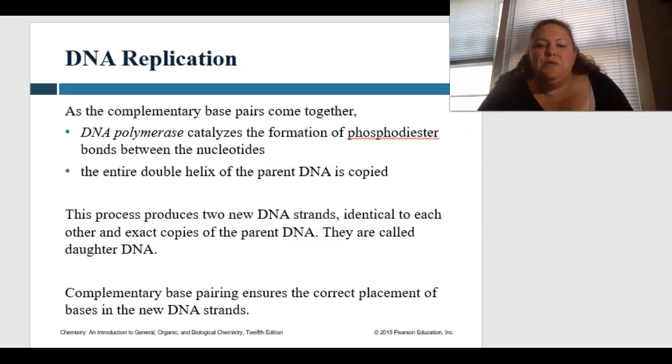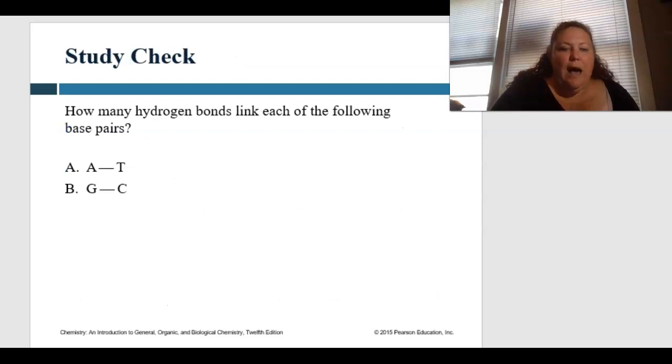And then this process produces two new DNA strands, and these are identical to each other and have the exact copies of the parent DNA. And these, again, are going to be called daughter DNA. So complementary base pairing ensures that the correct placement of DNA bases are going to be in the new DNA strands. So how many hydrogen bonds are formed between each of the following base pairs?